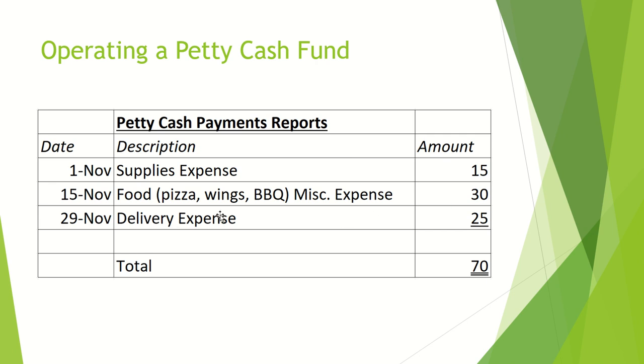And then you have delivery expense that occurred on November 29th, that the petty cash fund was used to cover, this delivery expense of $25. So in total, $70 was spent out of the petty cash fund. So this is just a payment report that shows what the cash was spent on.